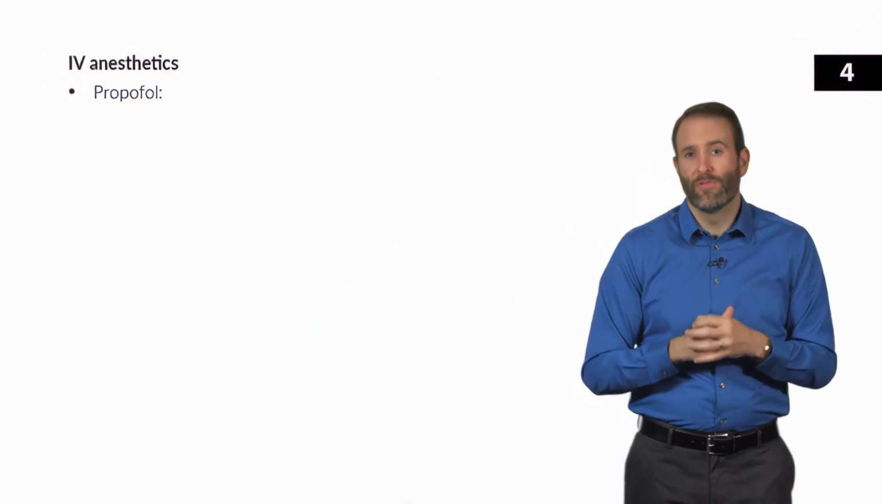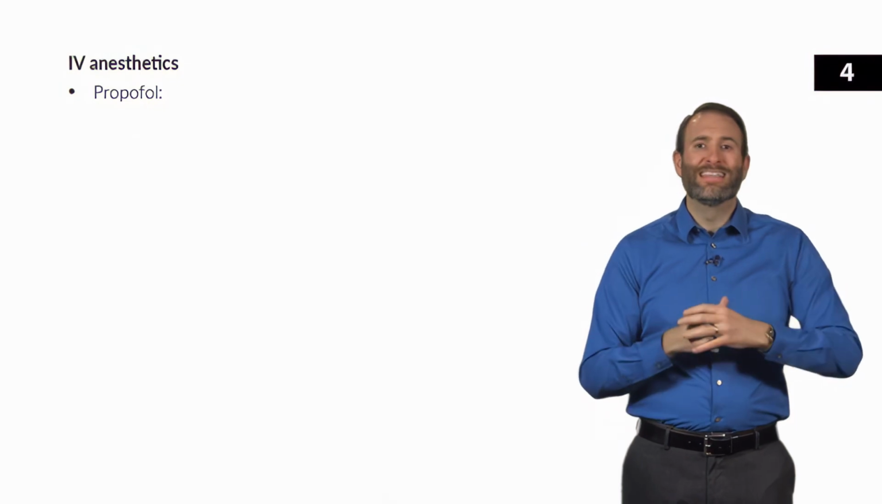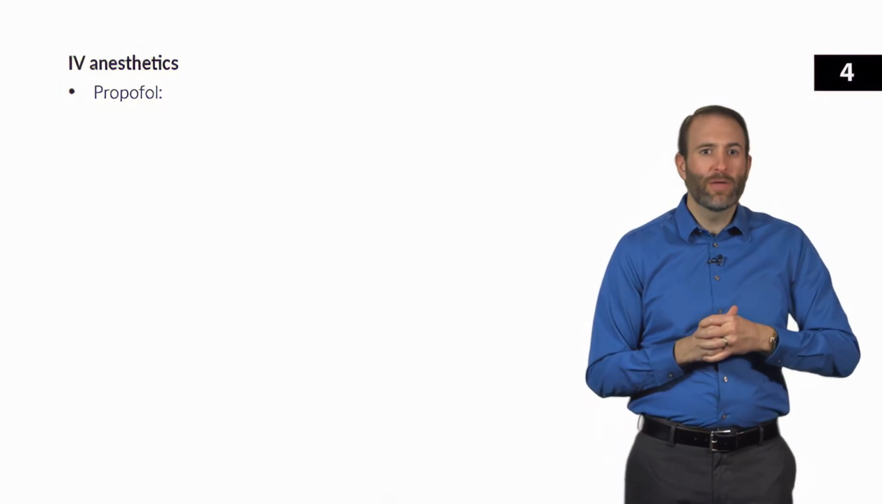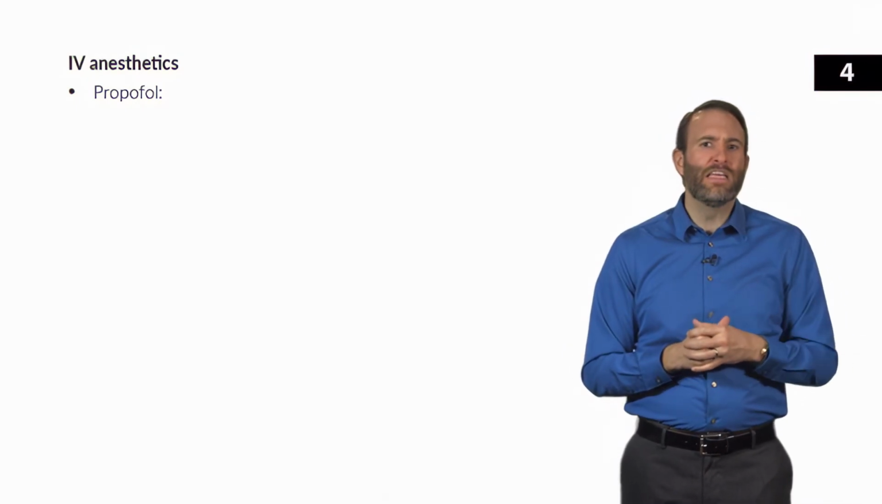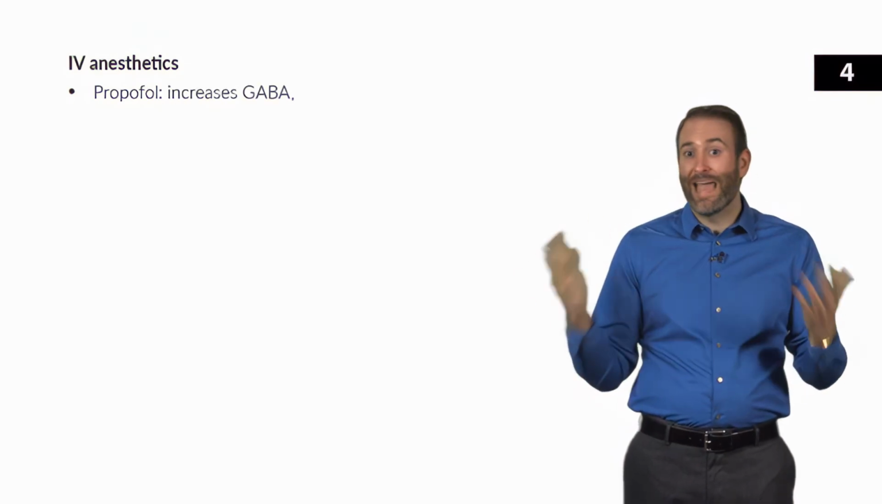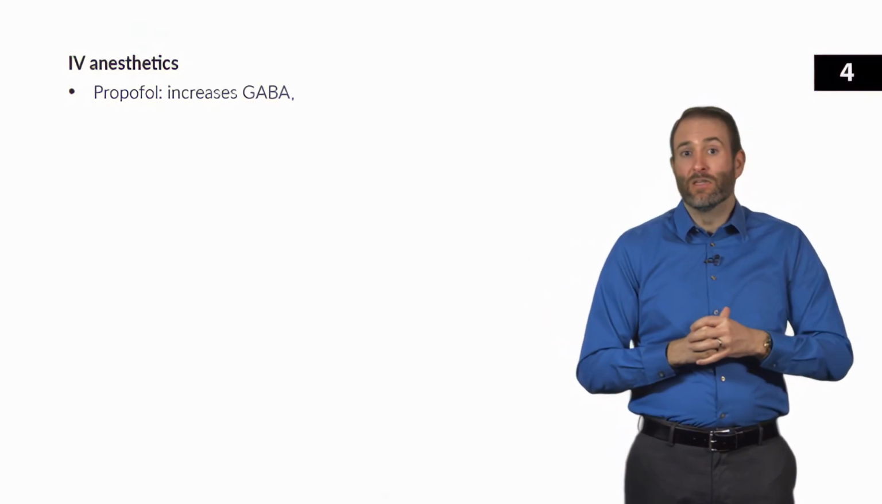So let's start with propofol. Everybody has heard of propofol since the death of Michael Jackson. Now it's sometimes called milk of amnesia because it has a milky white liquid look to it. Now, propofol is an IV induction agent that works by increasing GABA in the CNS, so much like the benzodiazepines.